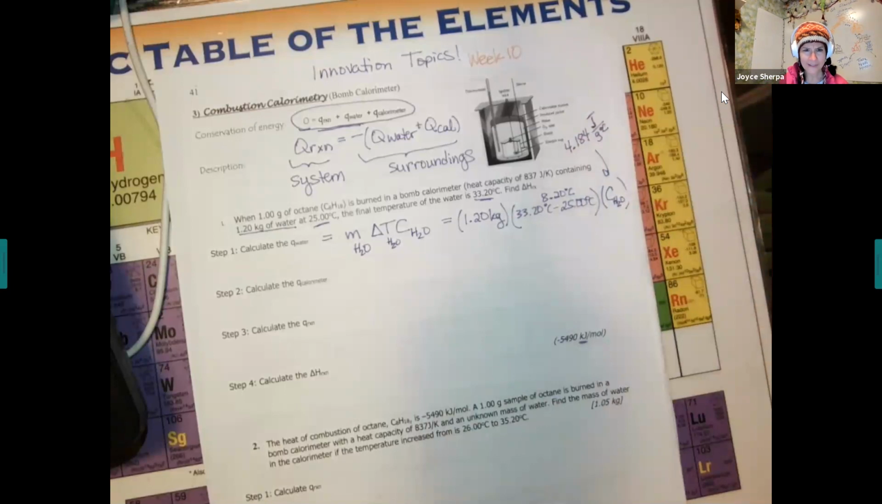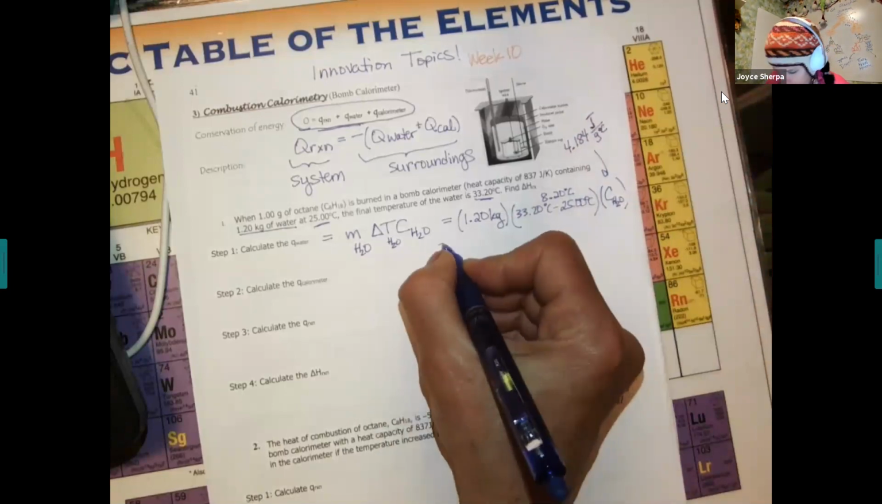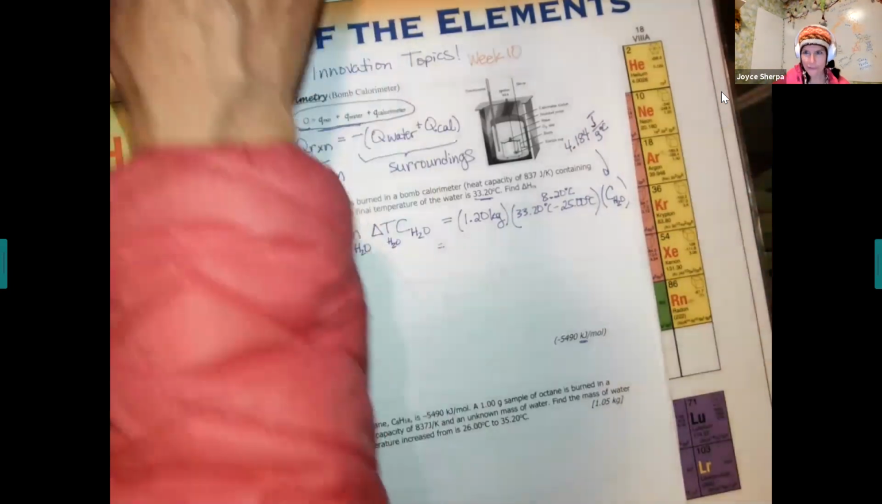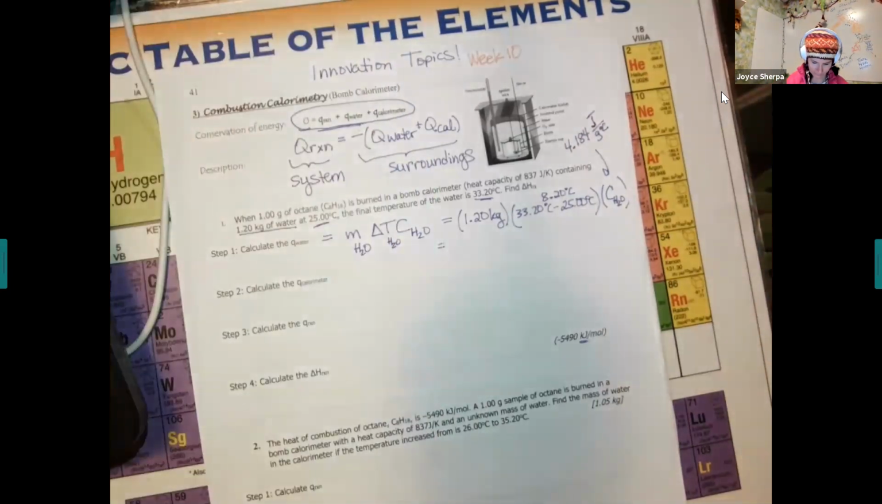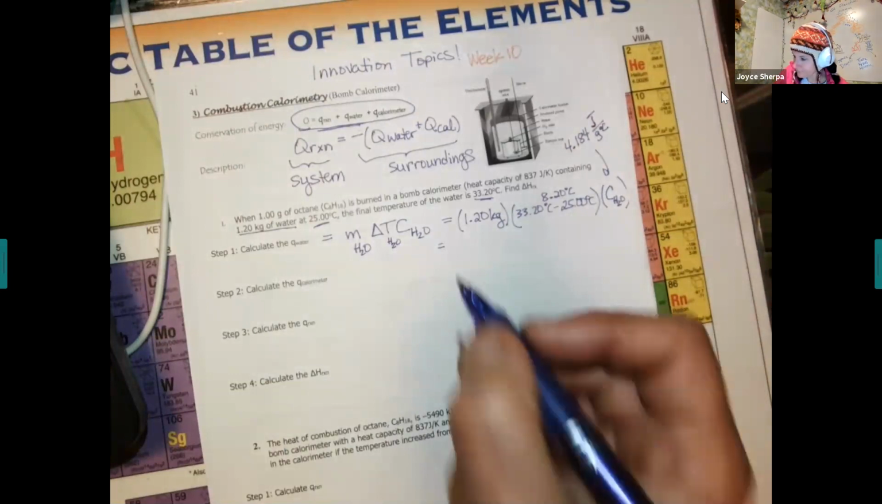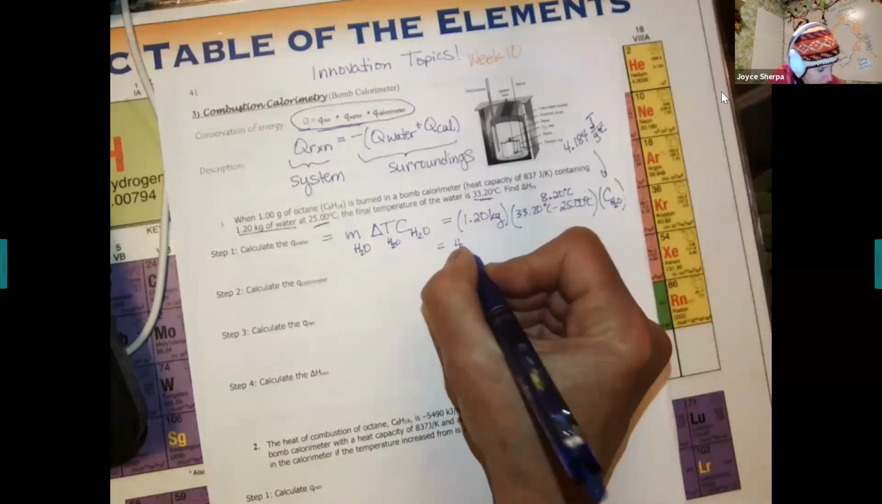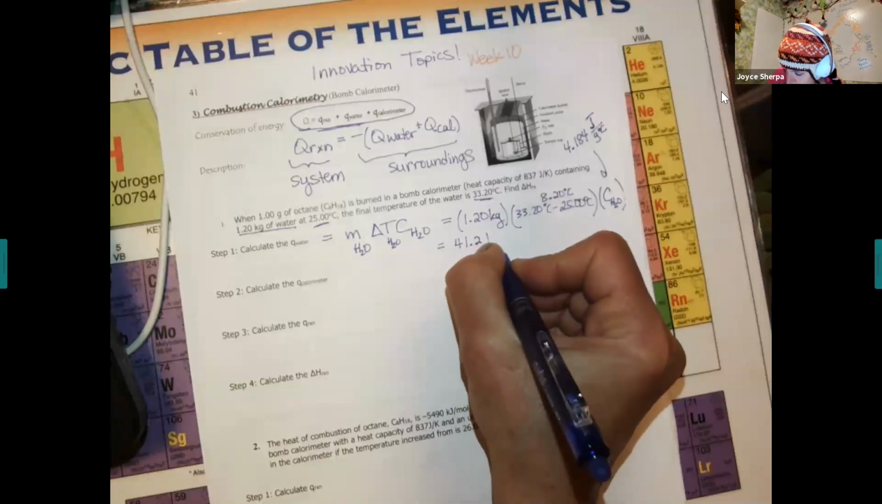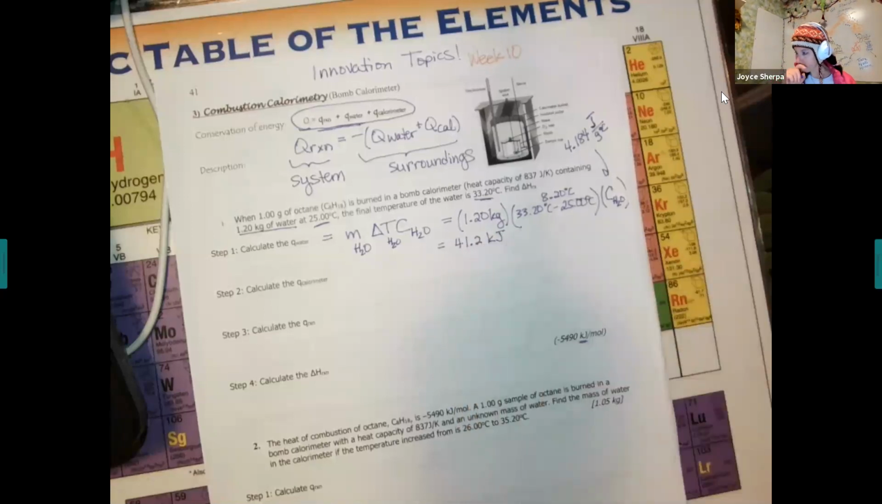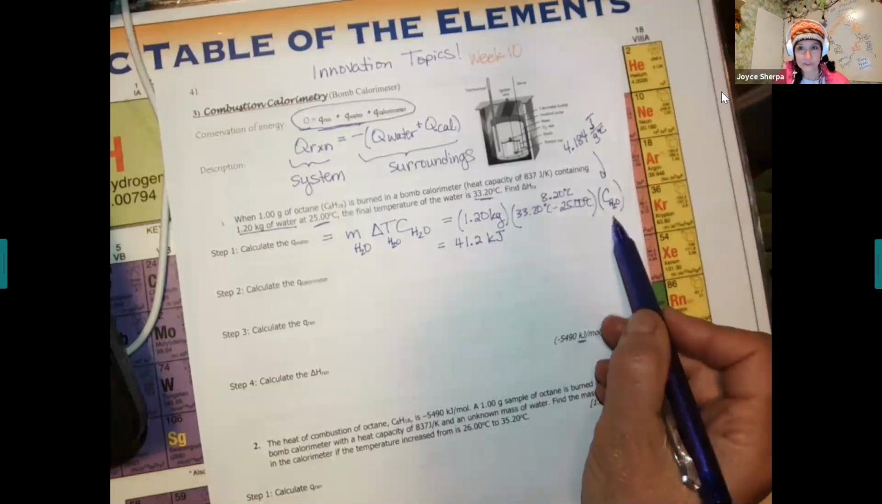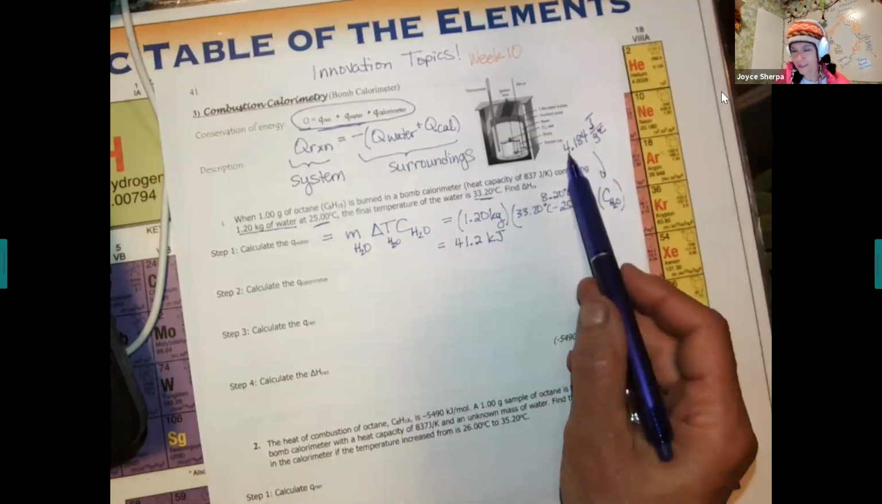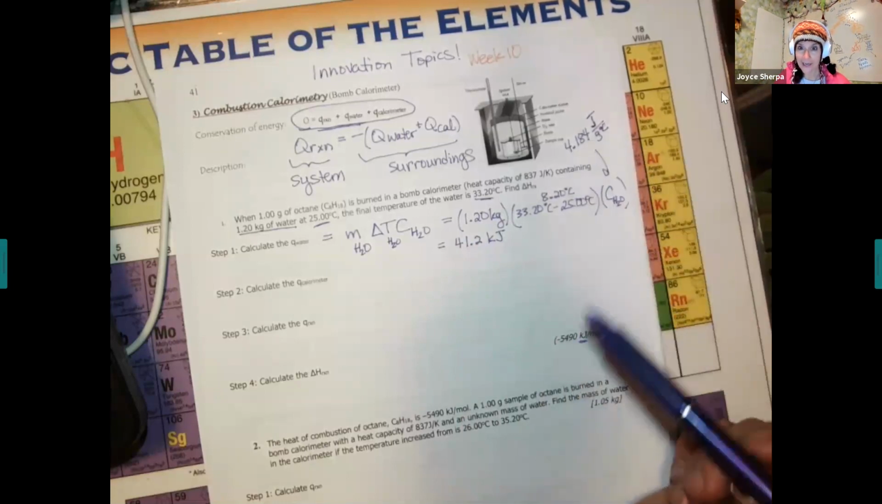So we'd punch that in. Somebody can punch that in and you would get a number. Calculator, let's go ahead and punch it in. All right, 3 sig figs, so 41.2 kilojoules. So you can just write C of H2O. Don't just write C, write C of H2O, or you can write the number in with the units.